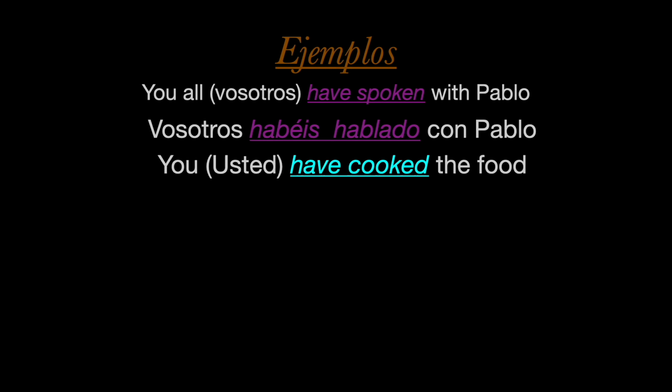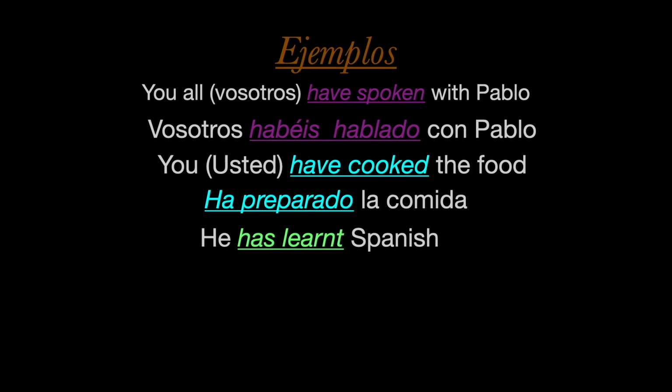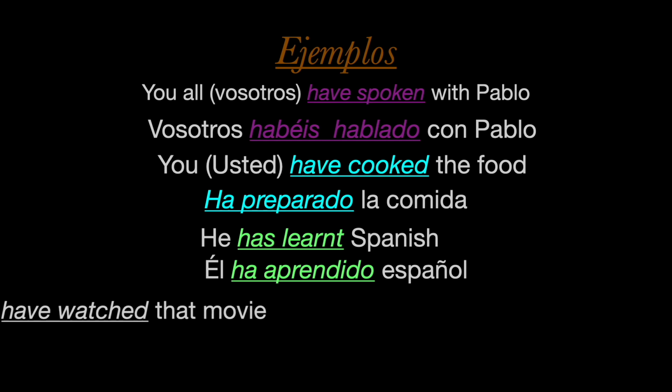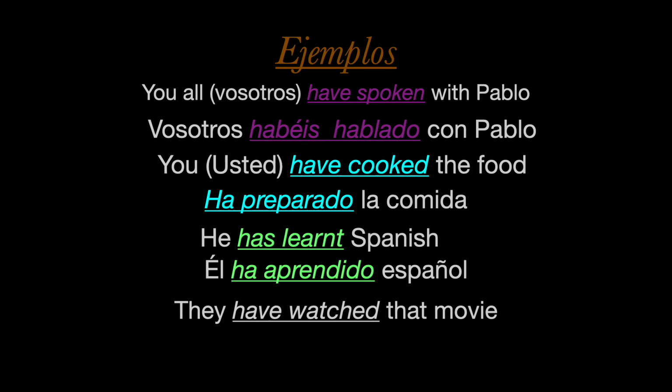You have cooked the food. You is being considered as usted here. So: usted ha preparado la comida. Ha is from haber, preparado is from preparar, which is an ar verb. Preparado is the past participle. He has learned Spanish. Has learned is the verb. Él ha aprendido español. Aprender is the infinitive, the main verb. As it's an er verb, we are adding ido after replacing er. Él ha aprendido español.